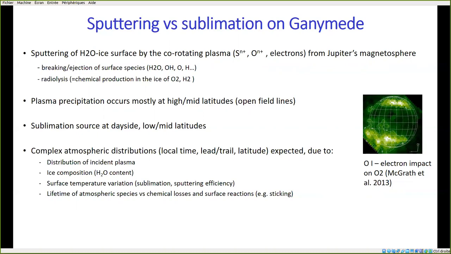So an interesting thing is that Ganymede has an intrinsic magnetic field. Therefore, it has a small magnetosphere that is embedded within Jupiter's magnetosphere. And therefore, most of the plasma impact and sputtering will occur at mid to high latitudes where the magnetic field lines are open. This is visible, for example, on this image, which shows emission from atomic oxygen with an auroral-like structure.